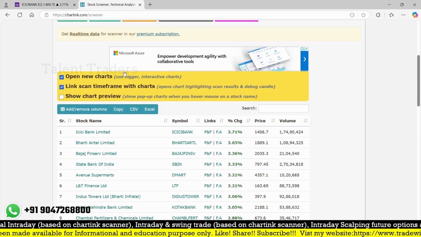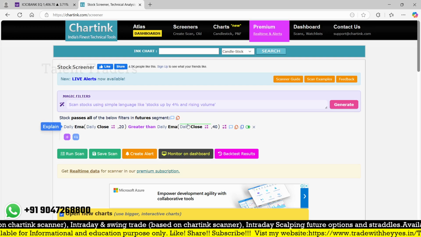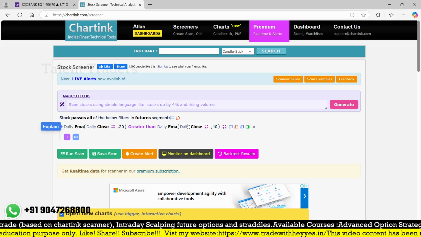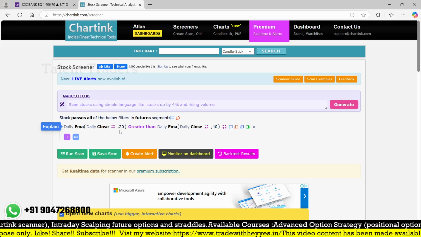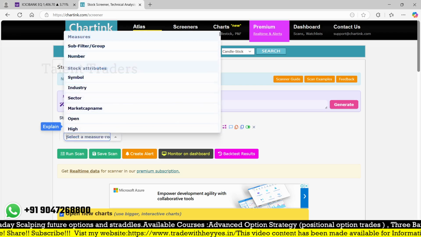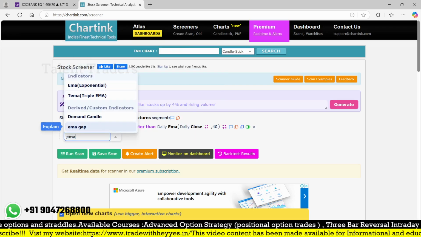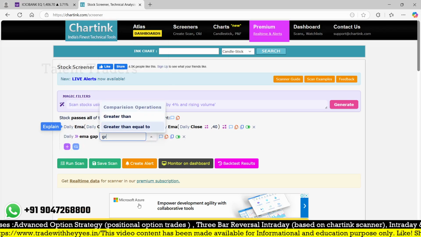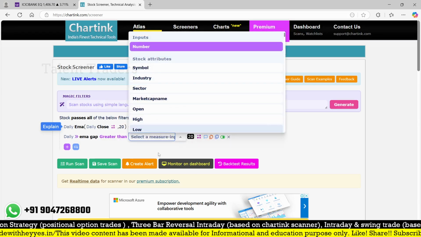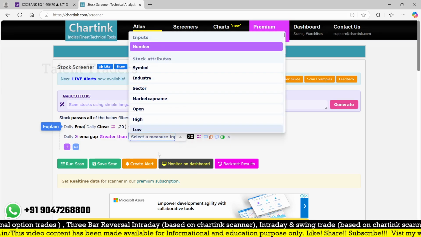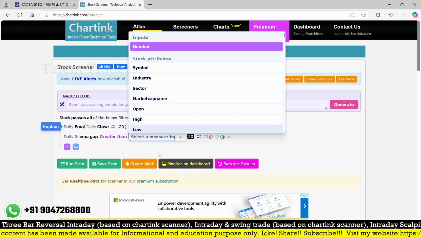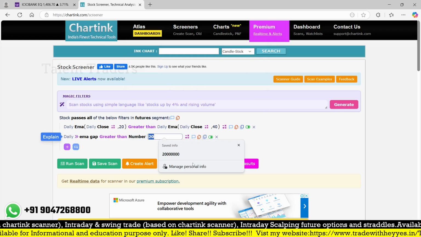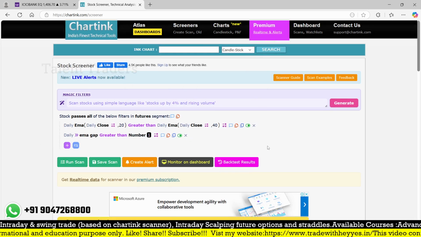So let me try with this, which you are initially looking for: EMA 20 greater than EMA 40, on the daily time frame. Okay, so the EMA gap, the gap between these two, must be greater than 1%. Number 1. So let me try.